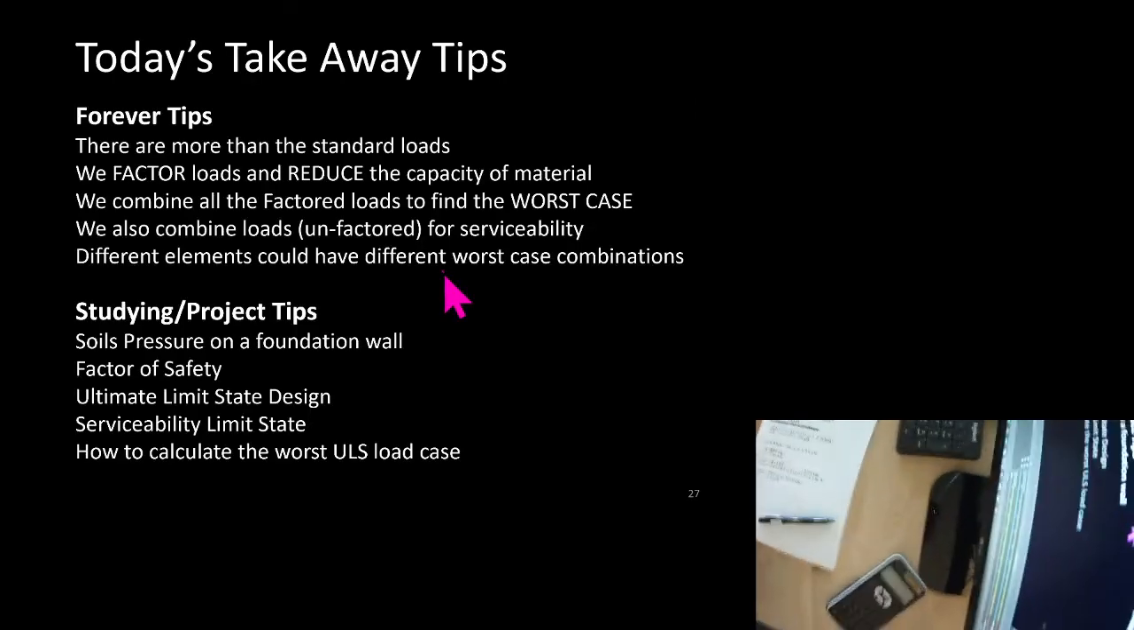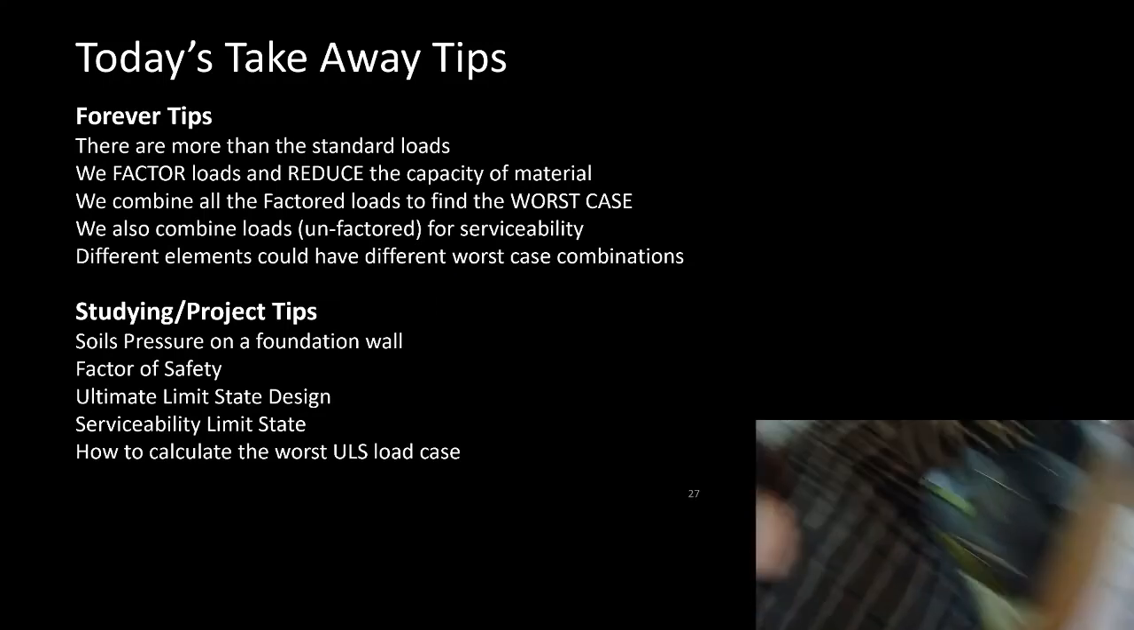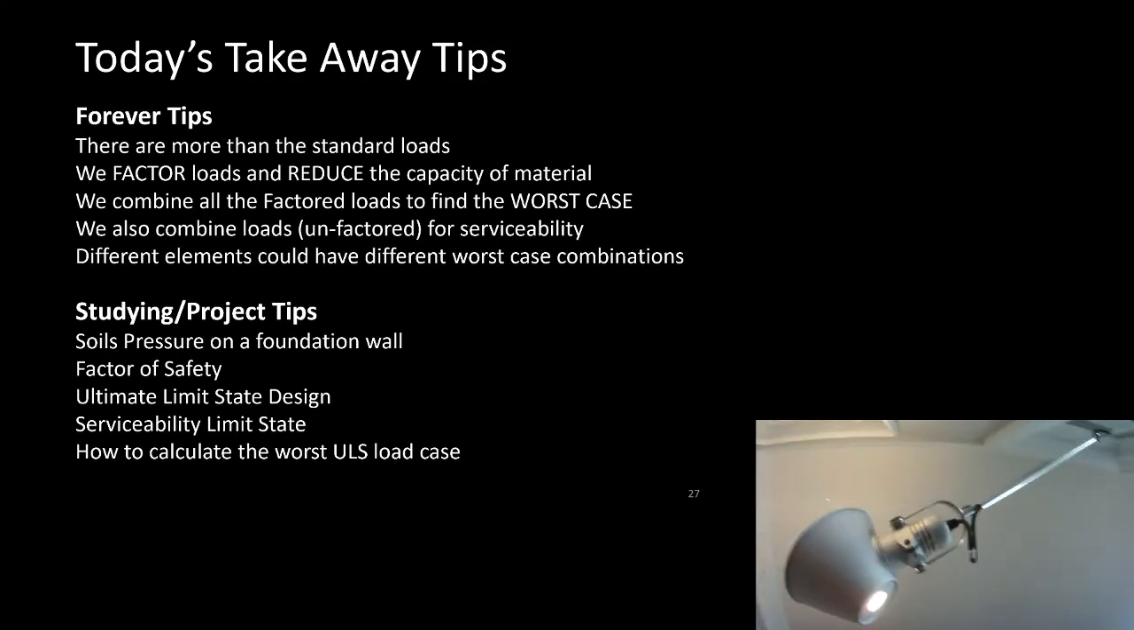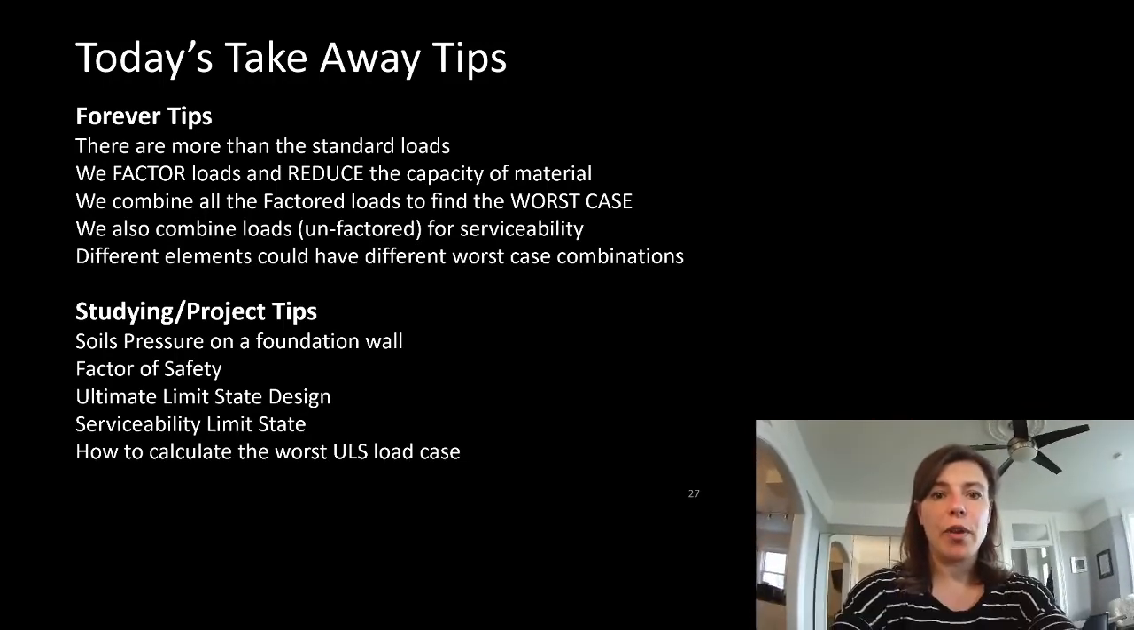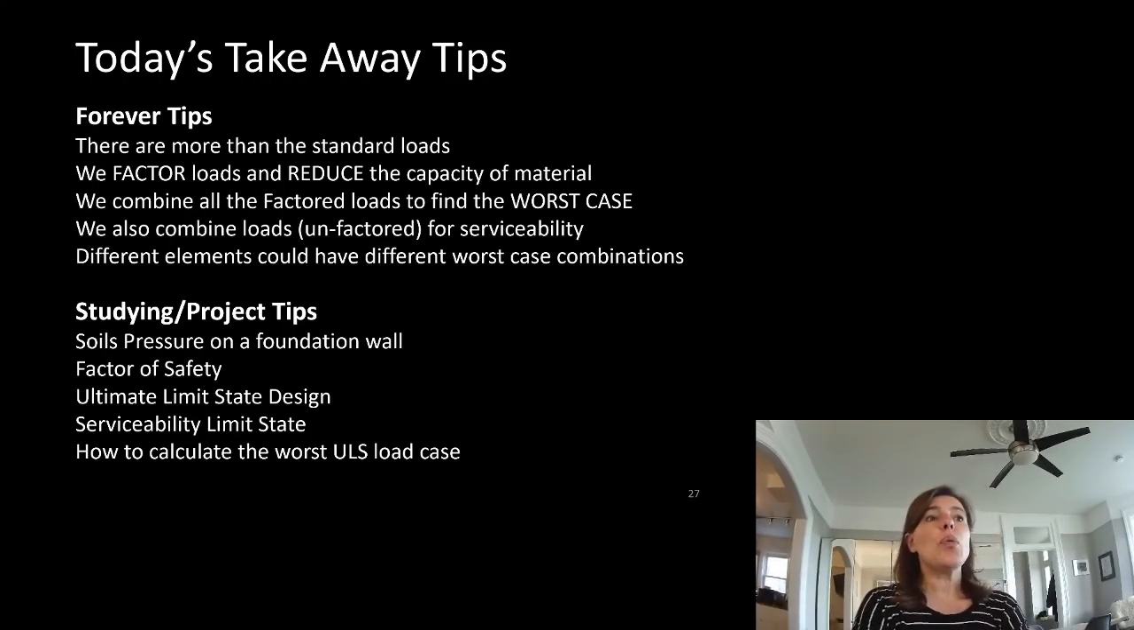So here's what I kind of just want to summarize for you a little bit. So let me get this standing up for you. So there are more than the standard loads. We factor the load and we reduce the capacity of the material. We combine all the factored loads to find the worst case. We combine all the unfactored loads for serviceability, and different elements could have different worst case load combinations. So that same column running up the building had a different worst case governing load case, depending on where it was along the column.